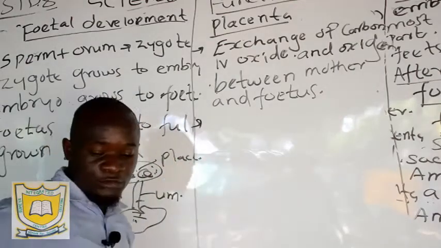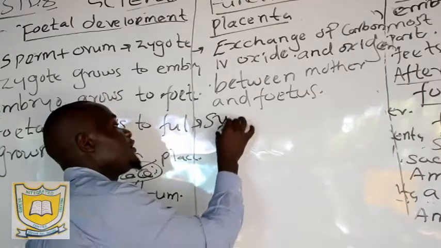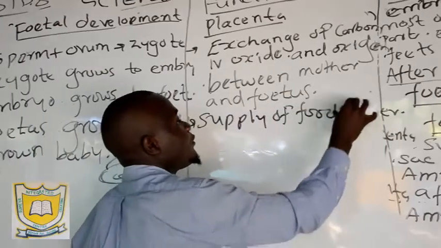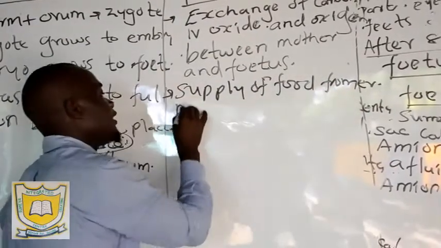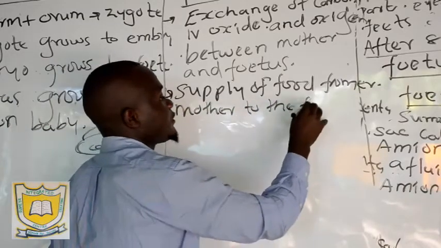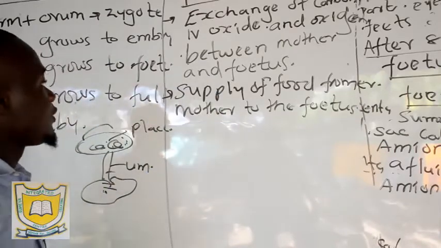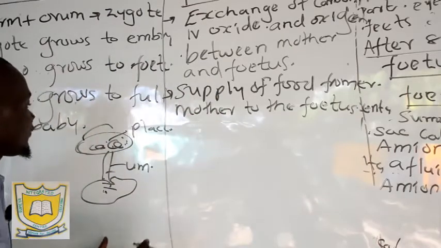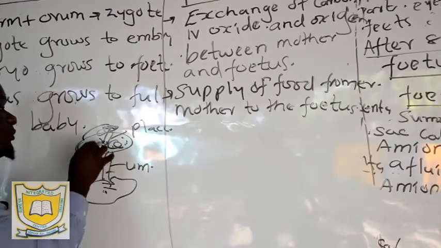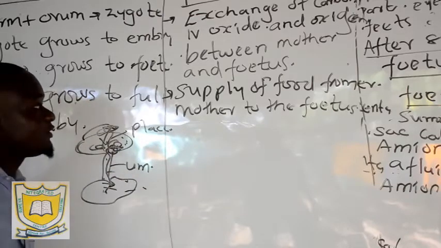Function number two, it is for supply of food from mother to the fetus. A baby needs food for growth, so it has to be supplied with food. Now the food goes from the mother to the placenta, then the baby gets that food from the placenta, for growth and development.